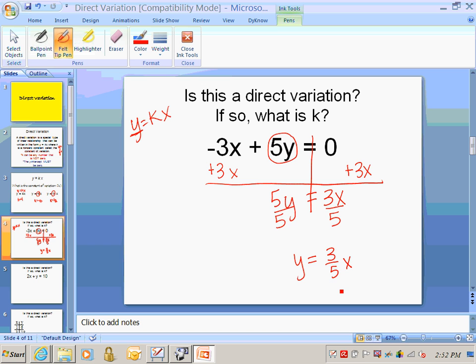So is this a direct variation? Yes, it is, because I don't have plus anything back here or minus anything. So my y-intercept is 0. So that means my k value is 3/5. So yes, this is direct variation, and my k is 3/5.